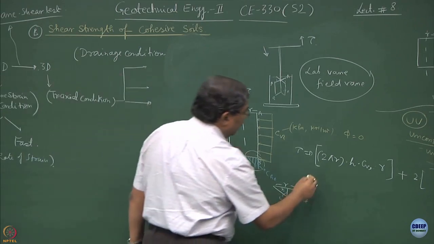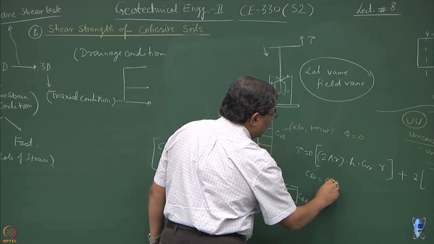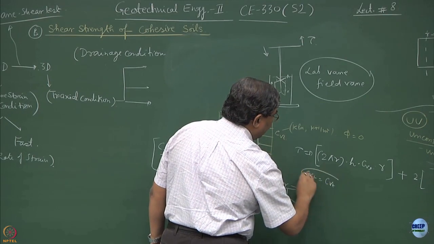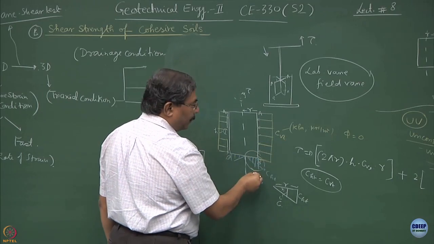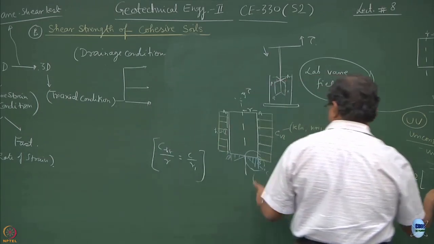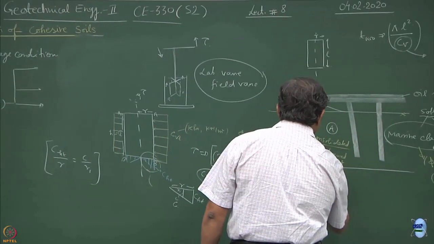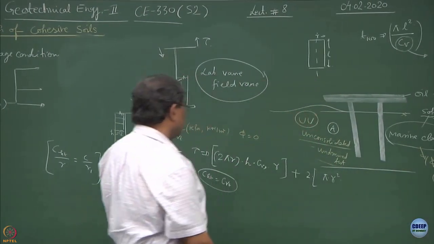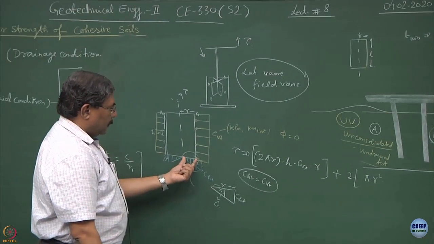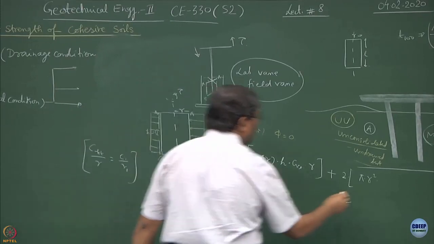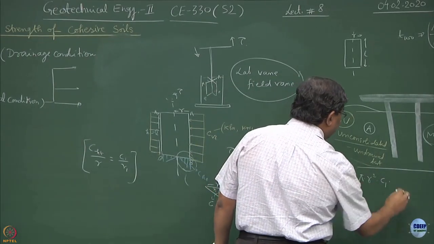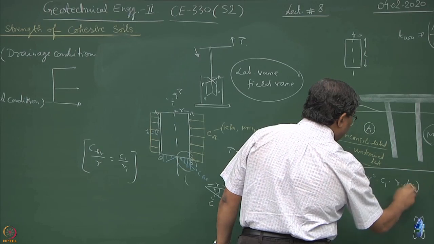Ideally CHT should have been equal to CVT. Ideally, but for taking into account the heterogeneity and anisotropy of the system of the soils, we have split it in two parts. So, the way you will write this term is now pi r square into C value, the C value will be C1 let us say, and this is acting at R into dr.